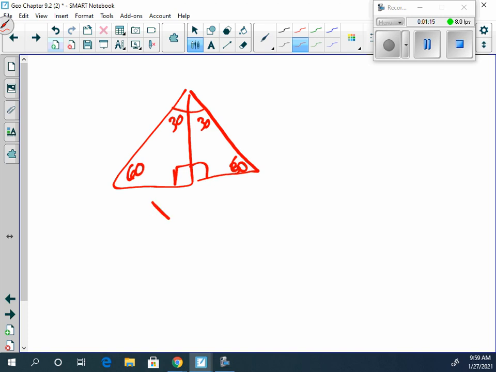Now, I'm going to call the side opposite 30 degrees x. Well, if this is x and this is x, this whole side length is what? 2x, yes? So all of these side lengths would be 2x because they're congruent, yes? And that's going to work out every single time. So if we call the side opposite 30 degrees x, the hypotenuse is going to be 2x. It's going to be twice that length.